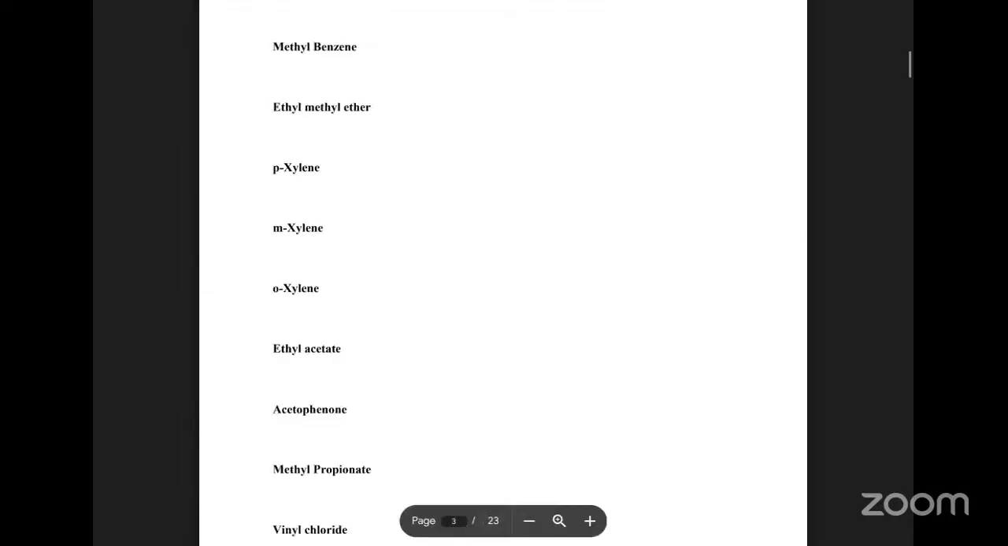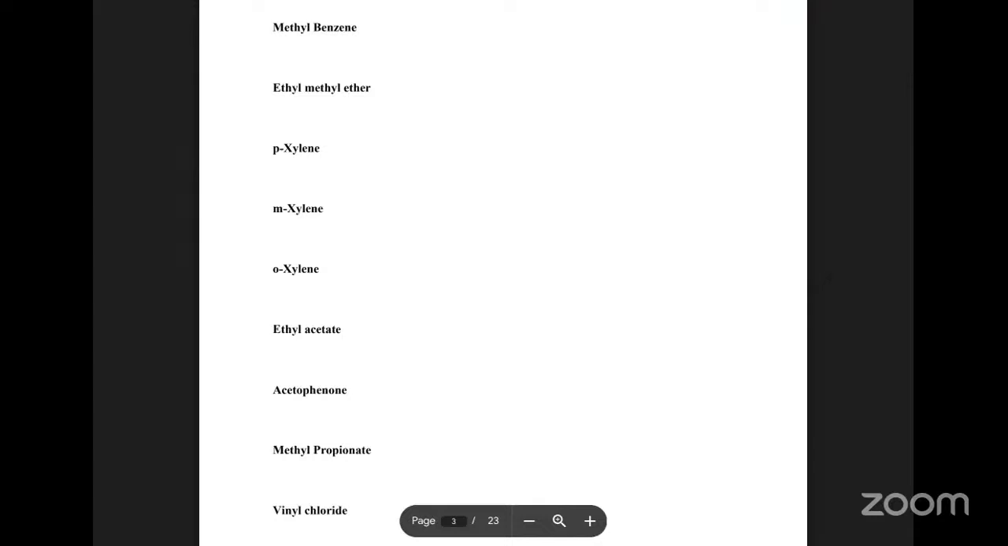So this is another slide. You will see a couple more structures. Now, methyl benzene. This is also called toluene. Okay, at some point they may give toluene as a name, or it may be mentioned as methyl benzene. So this is toluene.